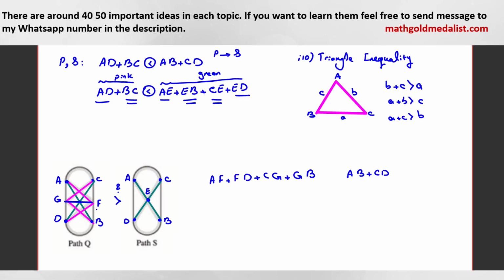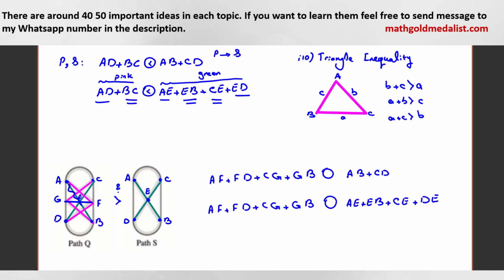Let's prove one part together. If we call this one E, the green part. So let me call this one E. Instead of AB plus CD, I write what? I write AE plus EB plus, like the previous part, CE plus DE. And this part. I want to see which side is greater.